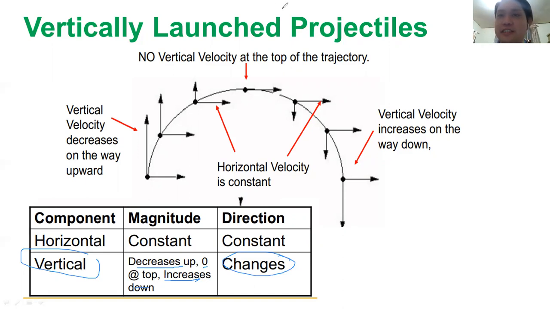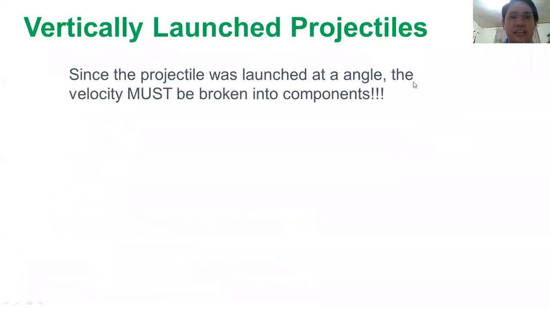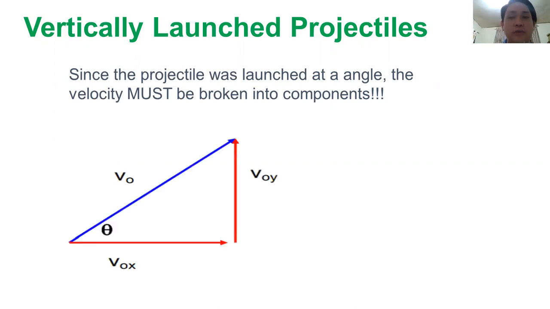So now we don't have much time. Let's go right away to the projectiles launched at an angle. Since the projectile was launched at an angle, the velocity must be broken into components. Remember the vector quantities. We have it there as the resultant, V sub O.